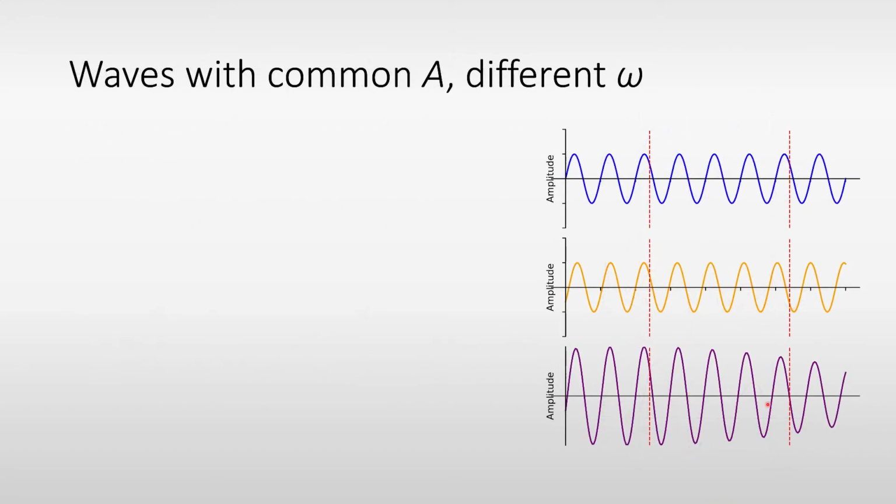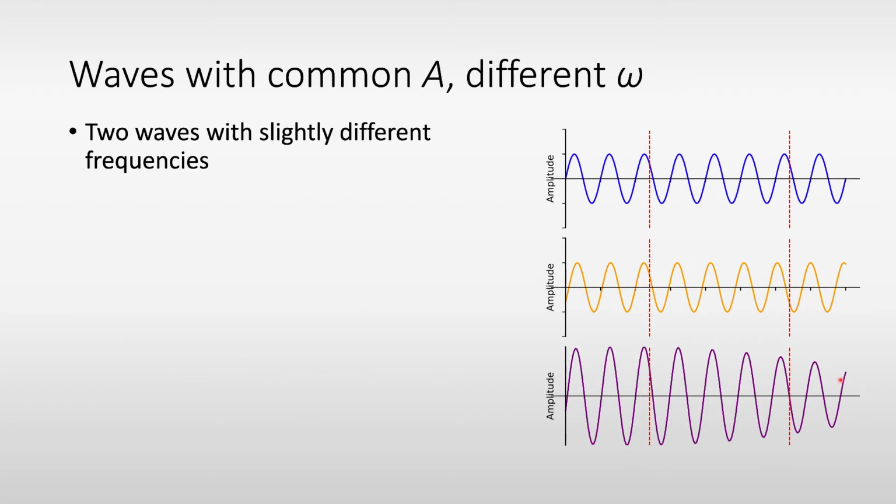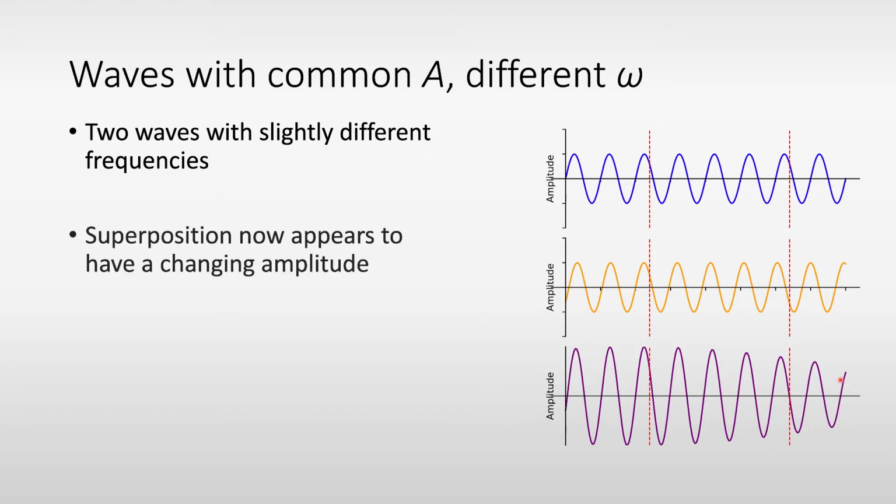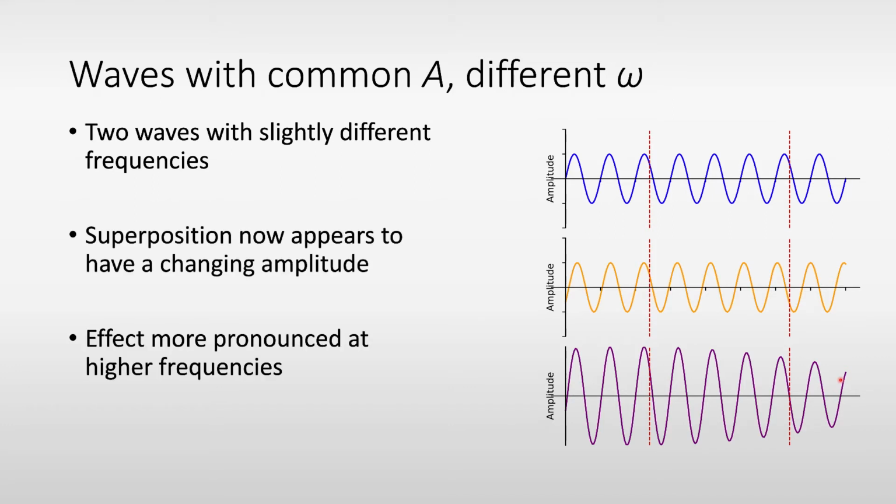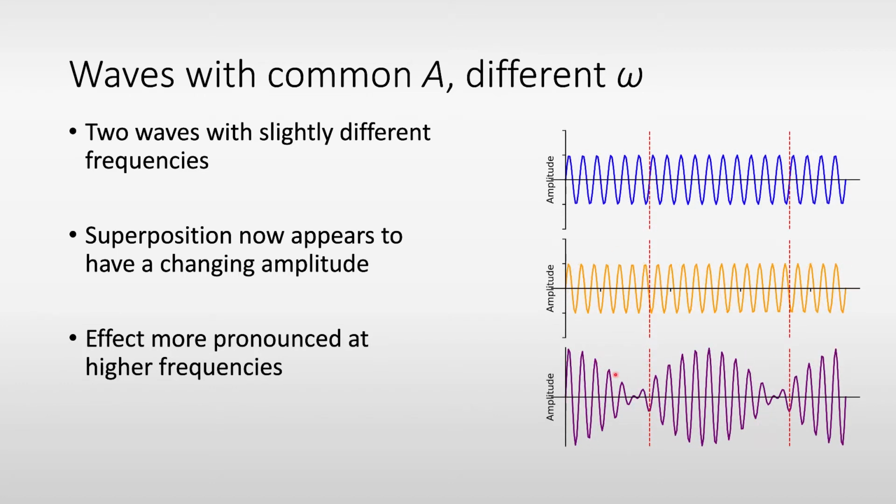We're now going to consider what happens when we have waves with a common amplitude but with a different frequency. These two waves have a very slightly different frequency, and that superposition, as we say, now appears to have a very slightly changing amplitude. This effect, however, is more pronounced at higher frequencies. So if we look at what happens as we shorten the wavelength of each of these component waves, we see that we get a much more exaggerated fluctuation in the amplitude. And what we see is this regular shape seemingly appear, where we have a growth in the amplitude and a shrink, a growth and then a shrink.